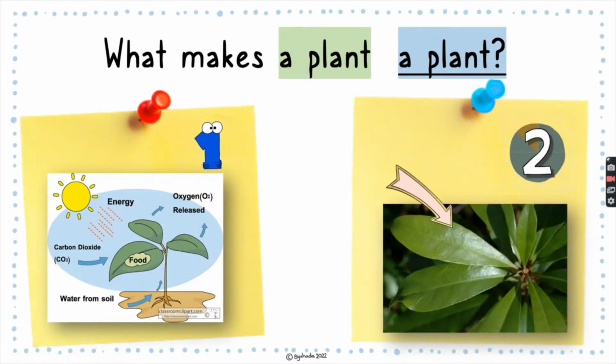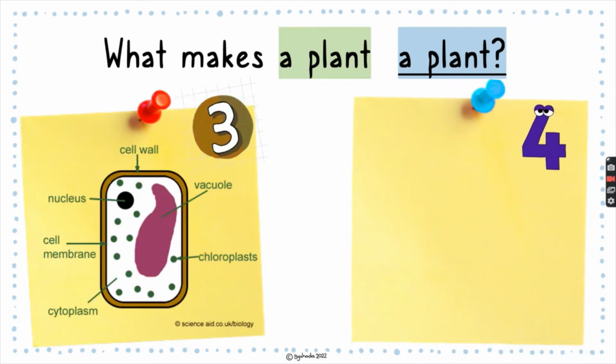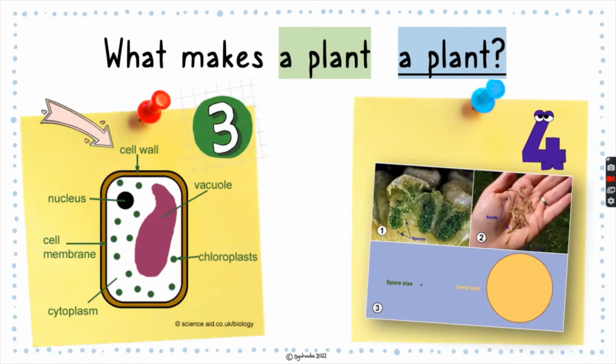Secondly, if you look over here, we have this very shiny structure, and that is what we call the cuticle. It is waterproof and prevents water from escaping the plant. The third thing about plants is that all plant cells have a part called the cell wall. So all plant cells have a cell wall.